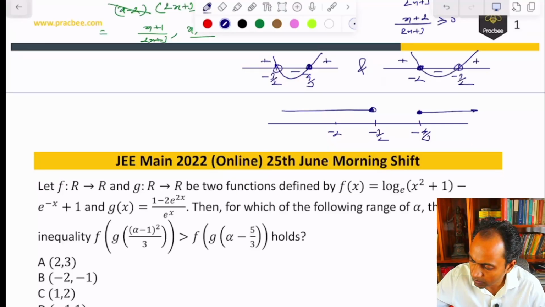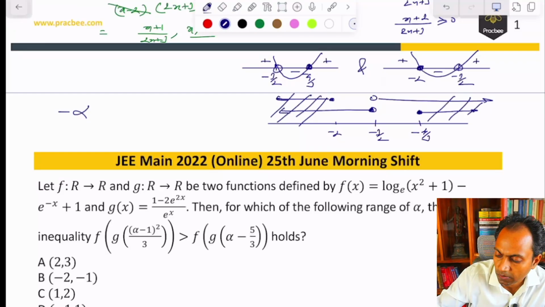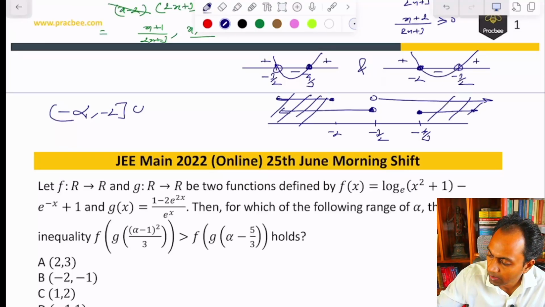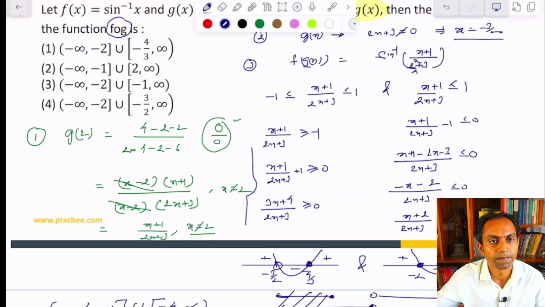This needs to be open. But the next one says that it needs to be smaller than minus 2, and it needs to be greater than minus 3 by 2. If I figure out the common solution, this is my common solution. So my answer becomes minus infinity to minus 2, where minus 2 is included, and then minus 4 by 3 to infinity, where minus 4 by 3 is included. So option A comes out to be correct.